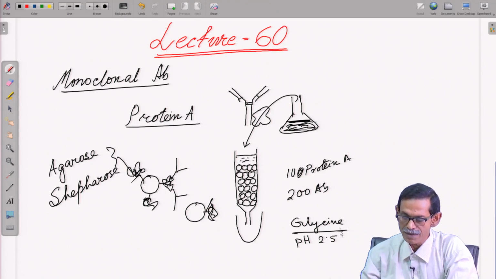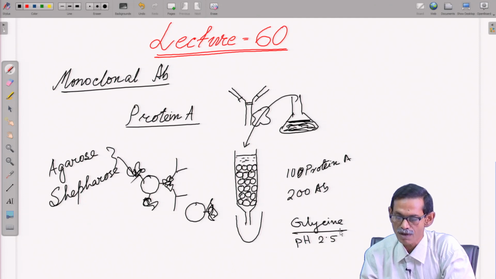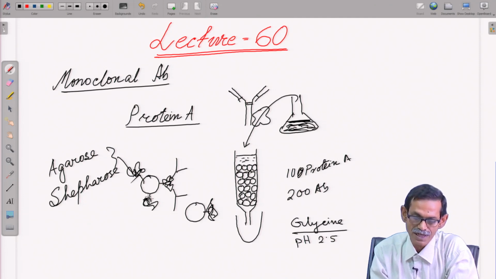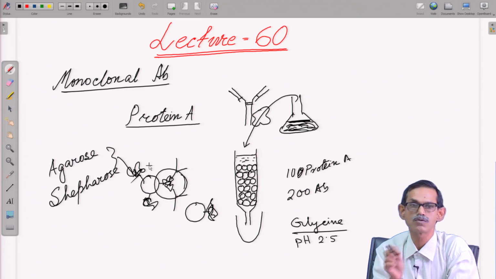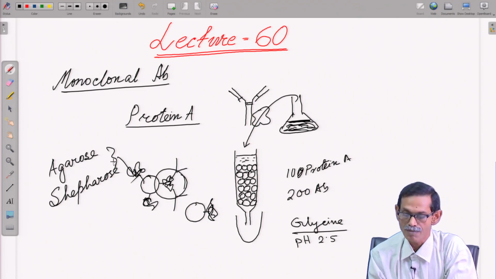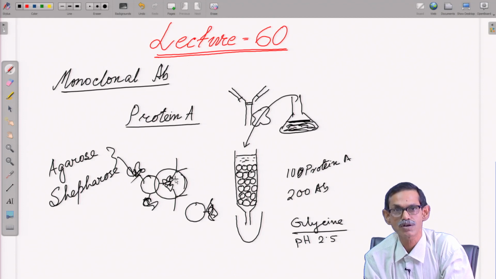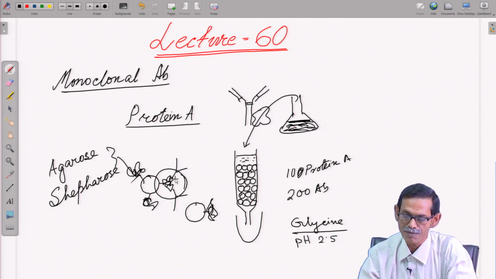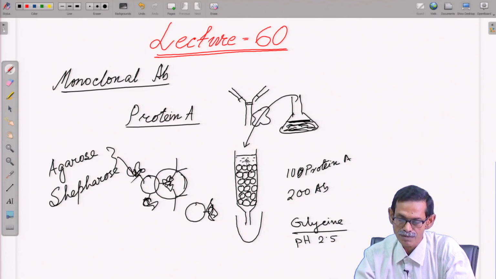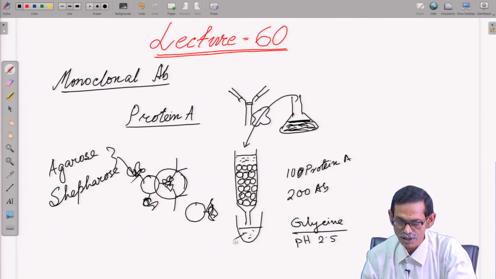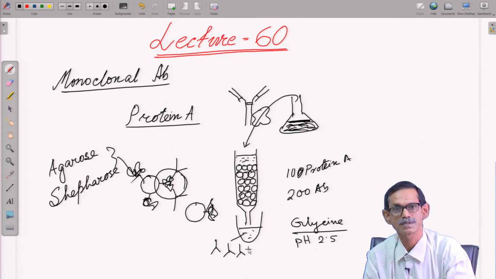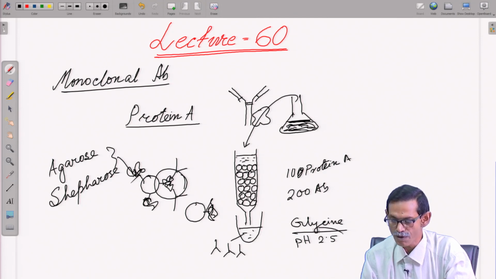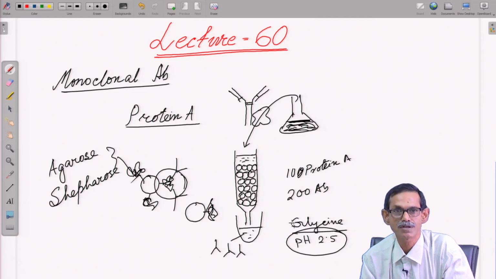So, as soon as you add glycine buffer pH 2.5, all antibody, because protein A is covalently attached with the agarose bead, but protein A and antibody interaction is non-covalent, you change the pH, they will not bind anymore. When the buffer comes from top to bottom, it will bring antibody also. So, this solution will have all the antibody, clear, but in pH 2.5 antibody cannot stay for a longer time.